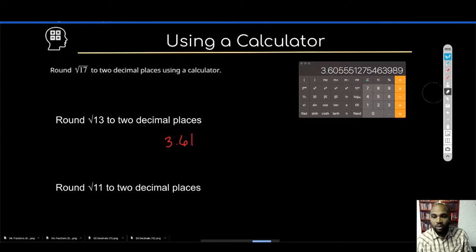And lastly, square root of 11. Erase this. Get 11 square root, and that gives me 3.3. And I have a 1 in the second place, it says 2 decimal places, and to the right I have a 6, so that goes up to a 2, 3.32.